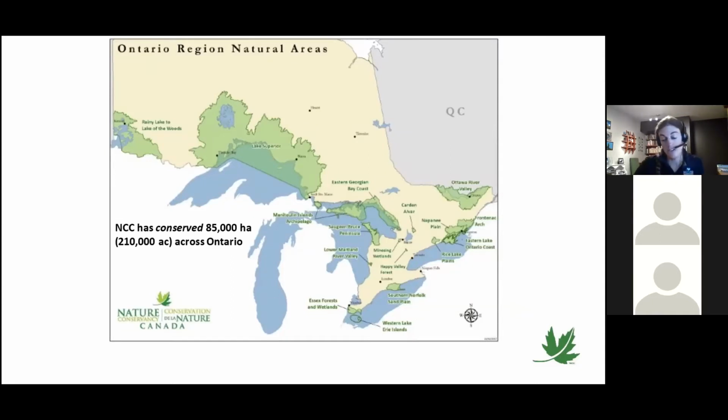Zooming in on Ontario, these green areas are areas where we try to focus our work across the province. And right at the end, I'm going to talk about a couple of exciting new places that we're also starting to focus on. But these areas are places where we have a landscape scale conservation plan, and we're working in those areas to really focus our acquisition and stewardship efforts. And across Ontario, we've supported the acquisition or conservation of over 85,000 hectares of land right across the province.